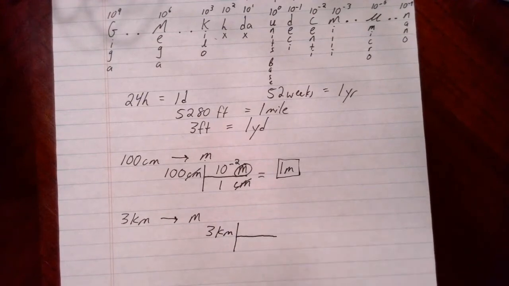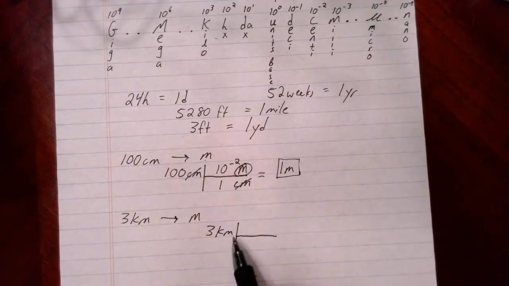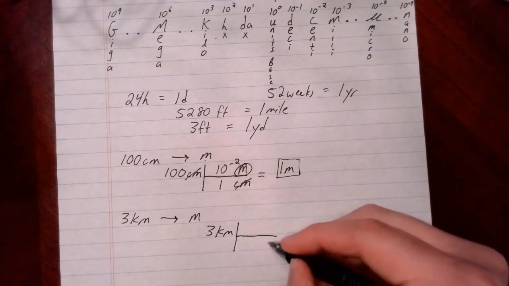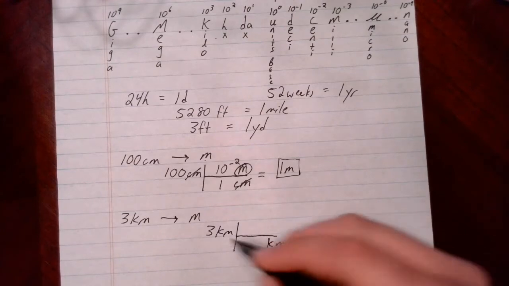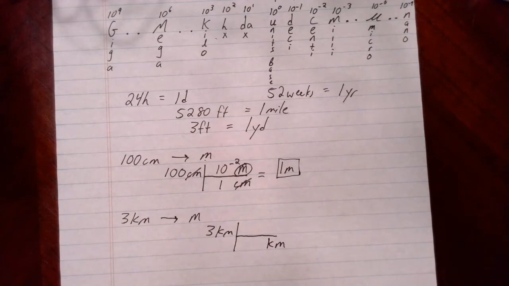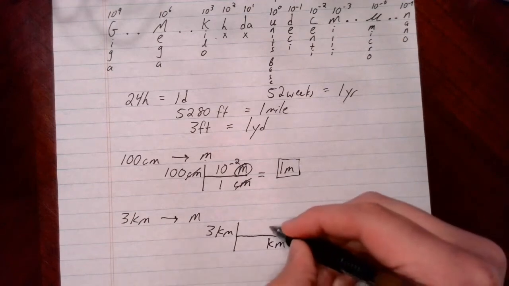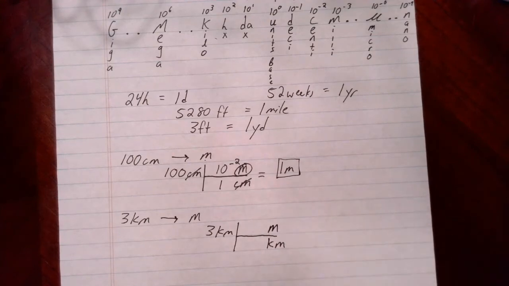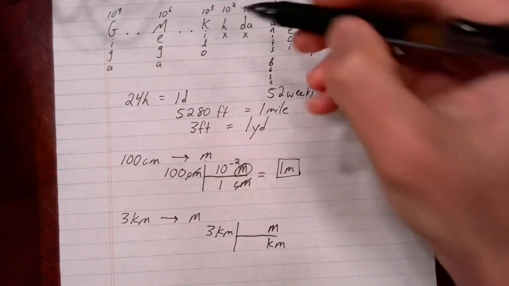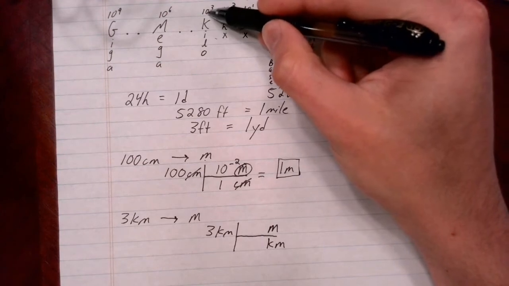Before I even know my next step, I automatically know I'm going to drop these units down here. What I have goes on bottom. What I need goes on top. So I have kilometers. I need meters. Okay. So now I go up to my chart. I see kilo corresponds to 10 to the third power.